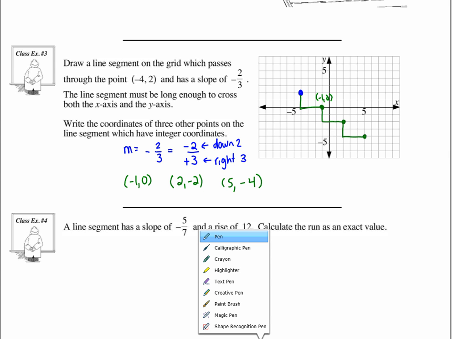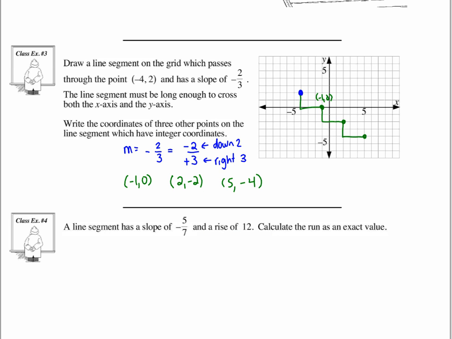So if you have a ruler, that's great. If not, you can use your calculator lid, I always say. Works fine. I just need to fix that. Let's try to fix this slide a little bit.